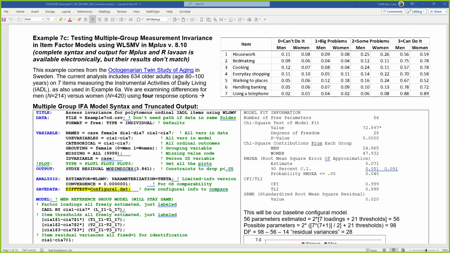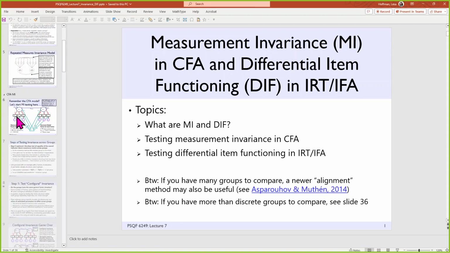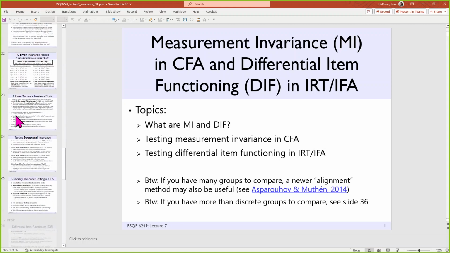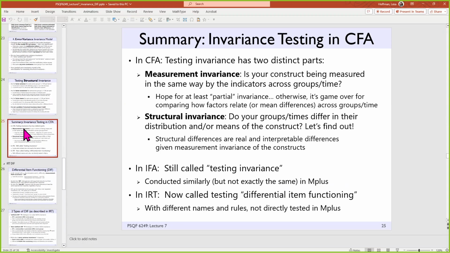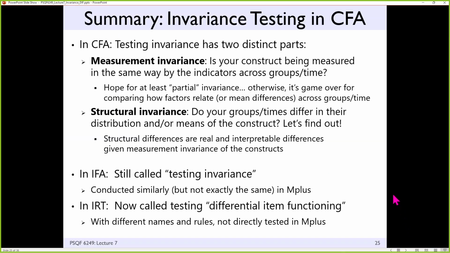Recording so that I can talk about the other example, which is 7C, as well as the transition from invariance testing in a CFA framework to an IFA IRT framework. So I'm back in the slides here. This is lecture 7, slide 25 as a transition point.